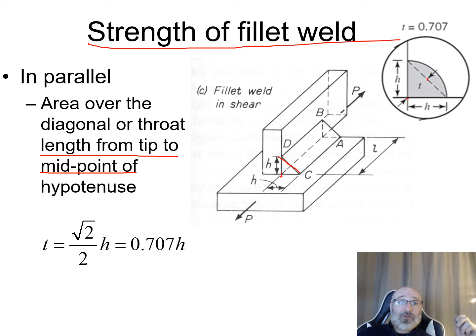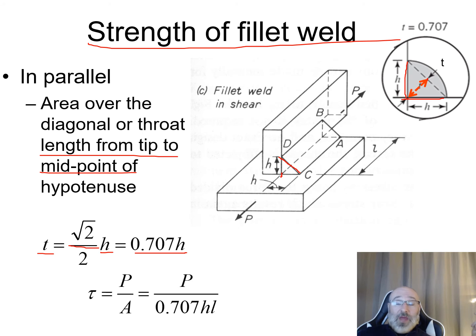So our T value comes from this equation here. T is equal to the square root of 2 over 2 times our H, where this is our H from there to there, and this right triangle on both sides of that. We can do our math, and we find that T is equal to 0.707H. So that distance right there where that arrow is. Now from that, we can find our shear. So our shear stress is equal to our P over A. We can put in our area now. So P over our area for this case would be that value of our 0.707H, that distance right there, times our length.